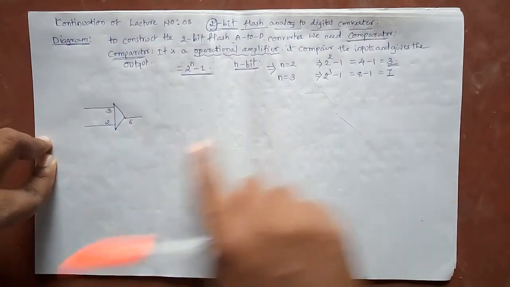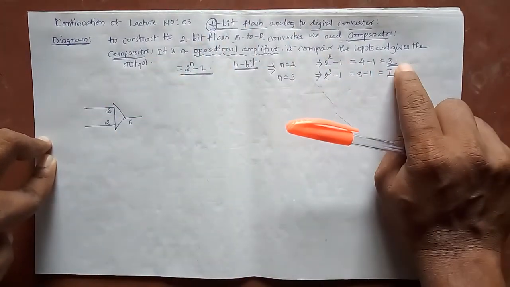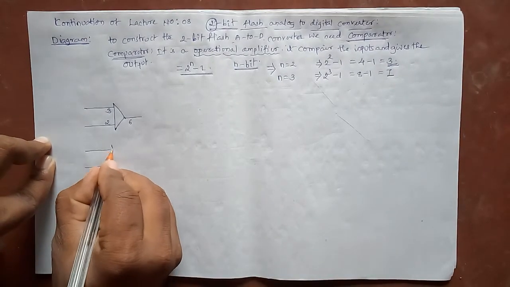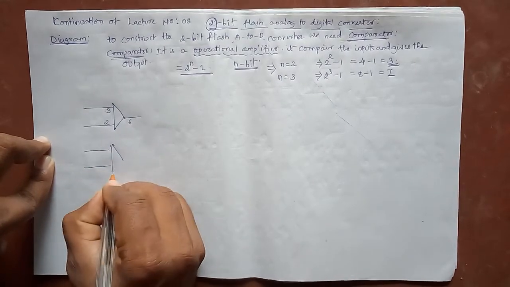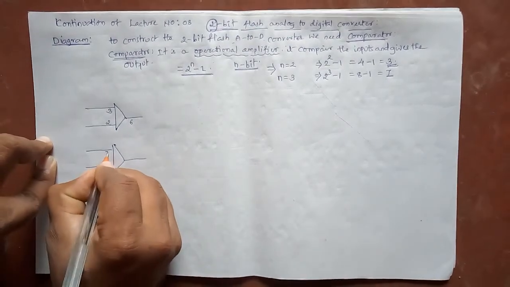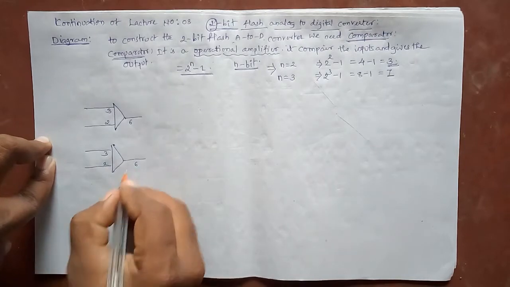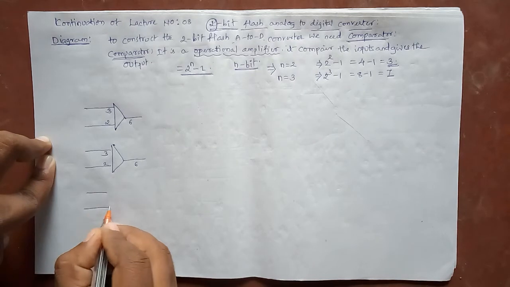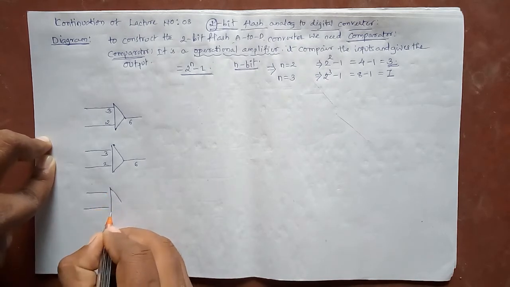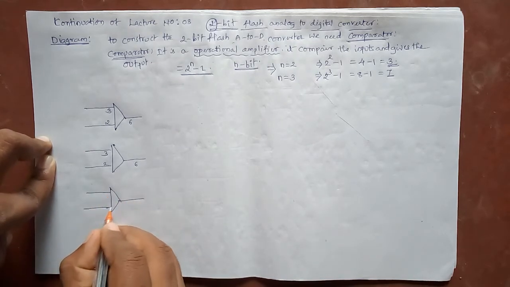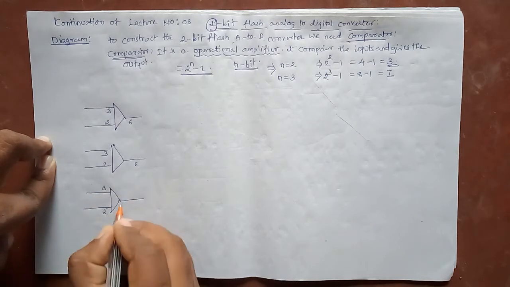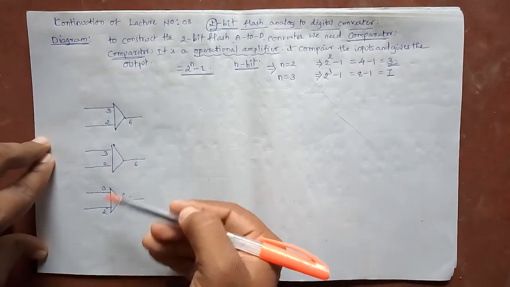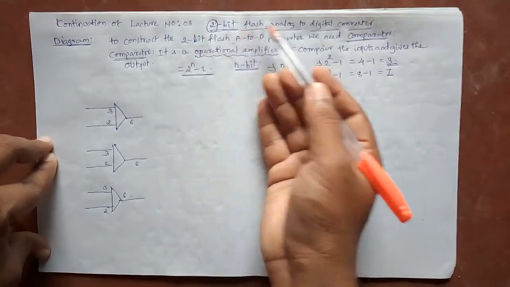How many comparators are needed? We know that for 2-bit, 3 comparators. I draw 2 more. This is 3, this is 2, this is 6. 6 is output, 2 and 3 are inputs. I need one more comparator. This is 3, this is 2, this is 6. So 3 comparators are needed to construct the 2-bit flash converter.